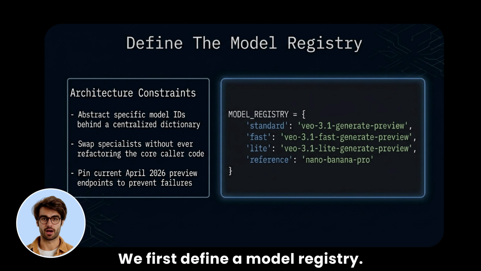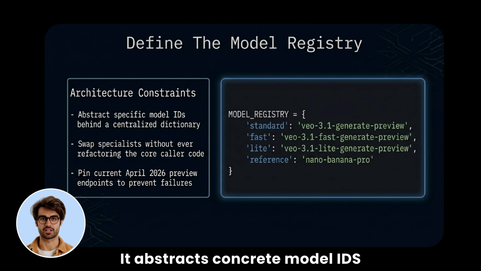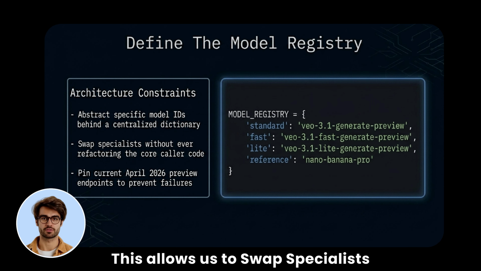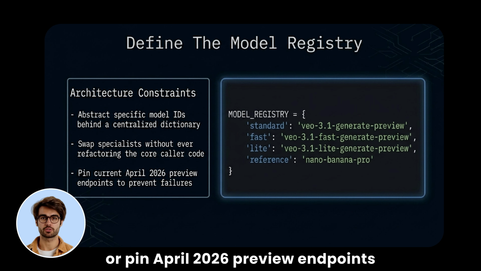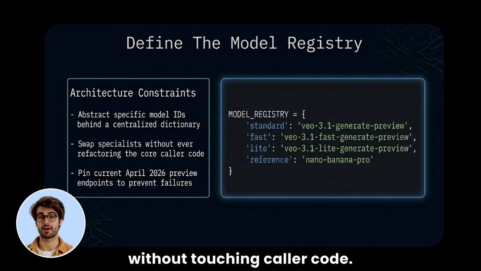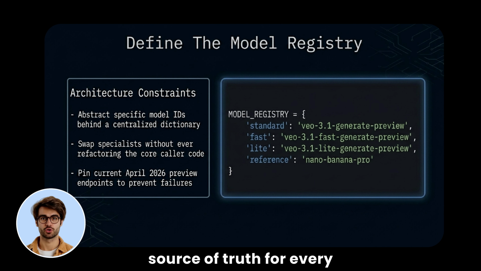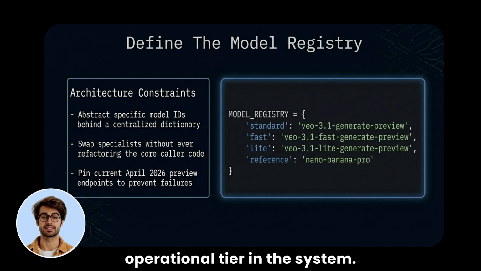We first define a model registry. It abstracts concrete model IDs behind a central dictionary. This allows us to swap specialists or pin April 2026 preview endpoints without touching caller code. The registry becomes the single source of truth for every operational tier in the system.